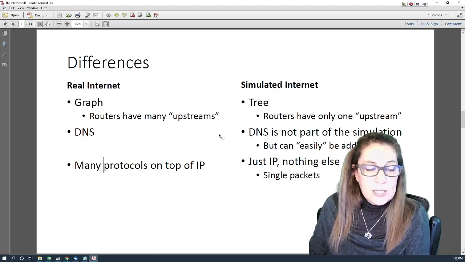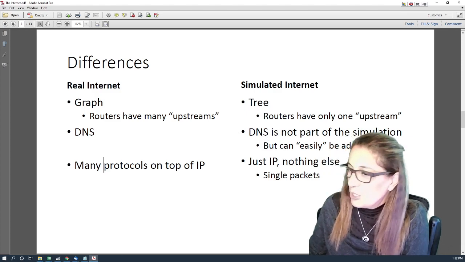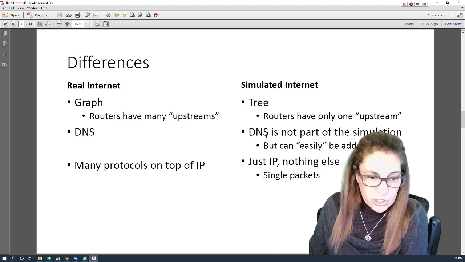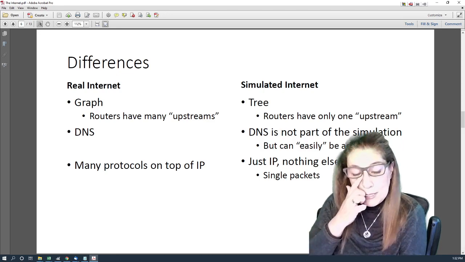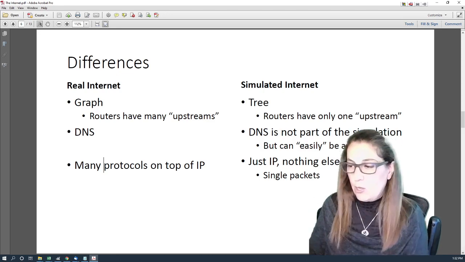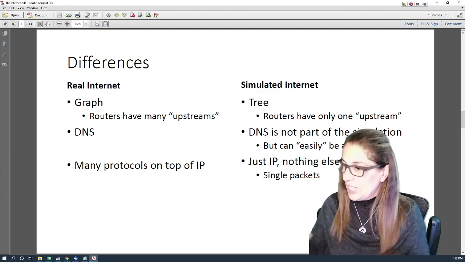Another thing that is not part of our simulation is a very important part of the internet, which is the domain name system. I hope you have heard about it in the videos that you watched. Why is this important? Because in our internet, and I will talk a little bit more about this, we're just sending packets at the level of the internet protocol.